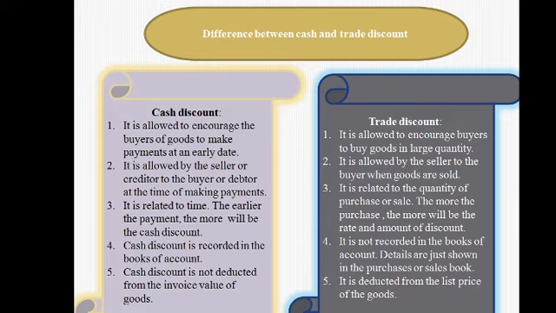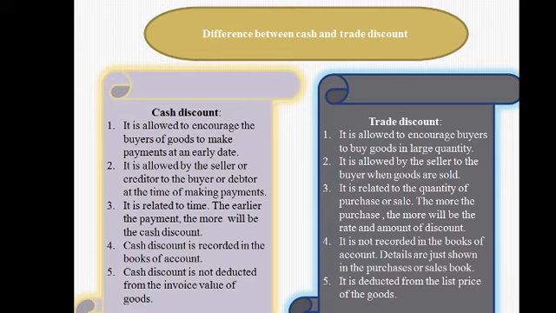Alright, the third one is related to time. The earlier you make the payments, the more the cash discount will come to you. But trade discount is not like that. The quantity of goods you purchase or you sell determines the amount of discount that we're giving to you.